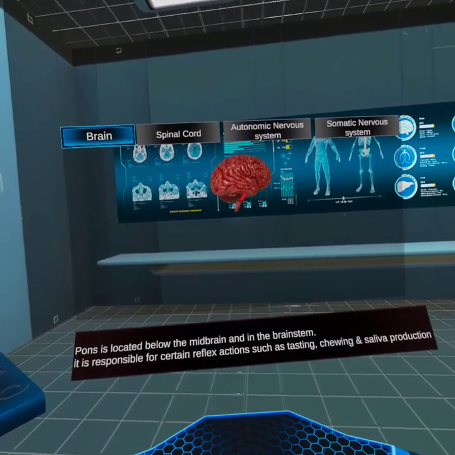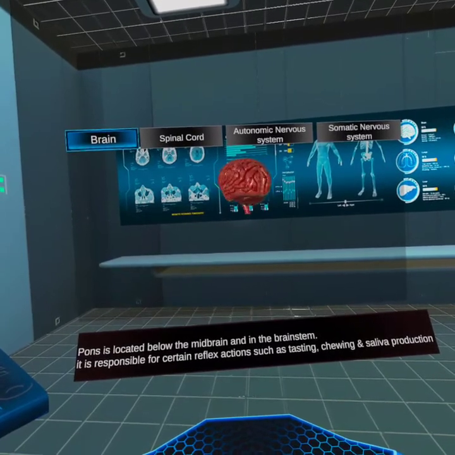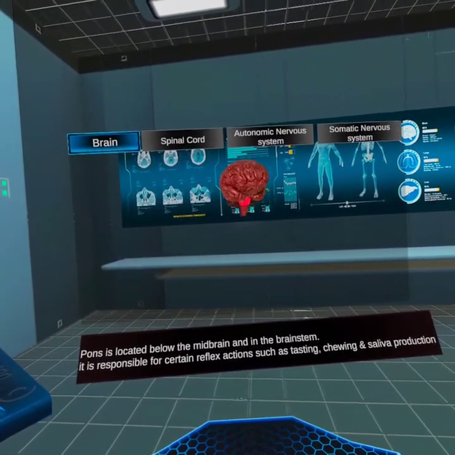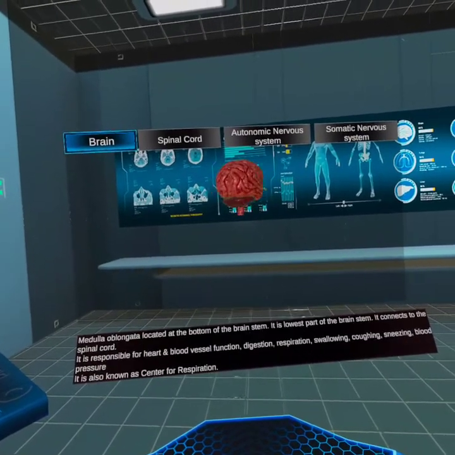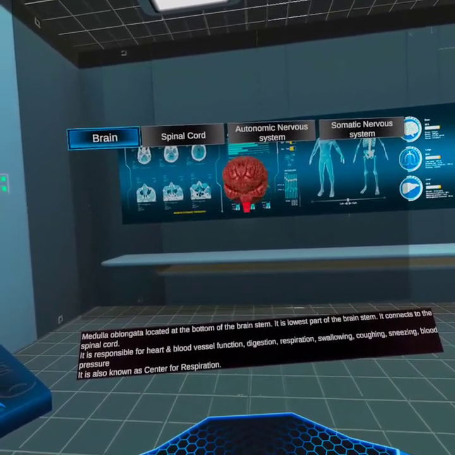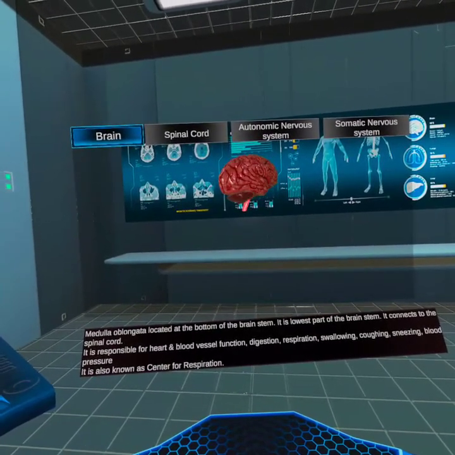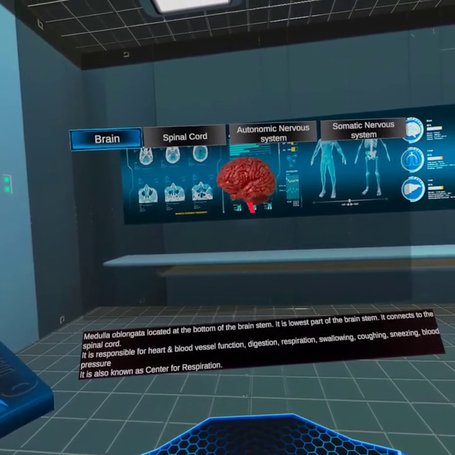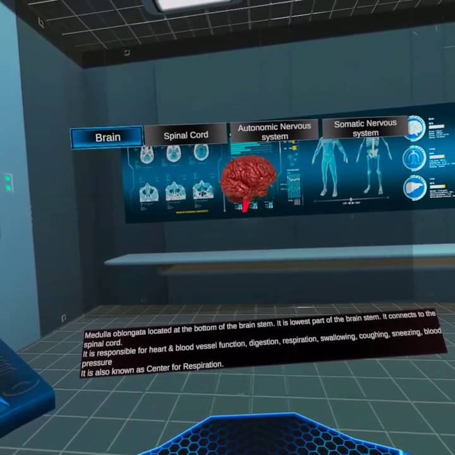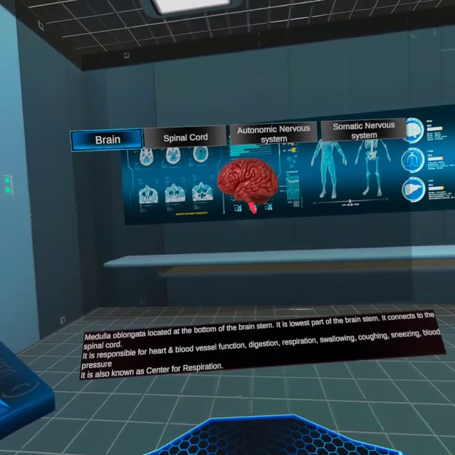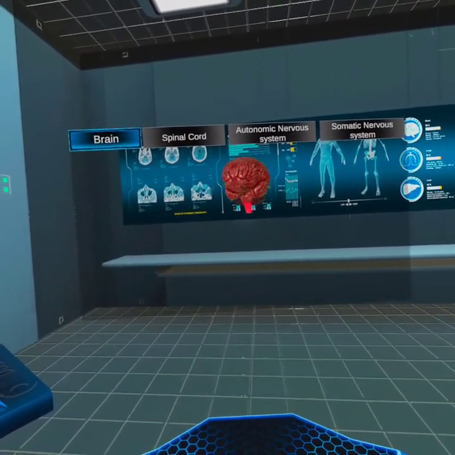Pons is located below the midbrain and in the brainstem. It is responsible for certain reflex actions such as tasting, chewing and saliva production. Medulla oblongata is located at the bottom of the brain stem. It is the lowest part of the brain stem which connects to the spinal cord. It is responsible for heart and blood vessel function, digestion, respiration, swallowing, coughing, sneezing, blood pressure. It is also known as the center for respiration.